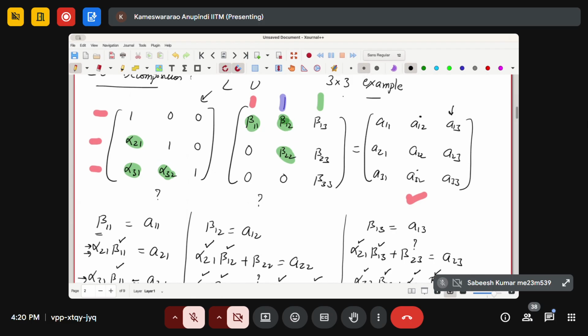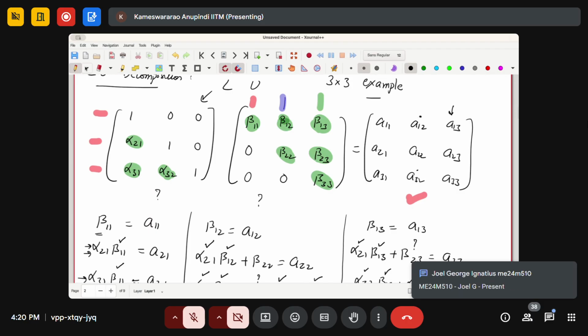So I can go back here. So I finished calculating everything. So beta 1,3, beta 2,3, beta 3,3. So I have now calculated all the values of alpha and betas. Now it's a matter of putting these values back into a lower triangular matrix and an upper triangular matrix, which is going to be the decomposition.